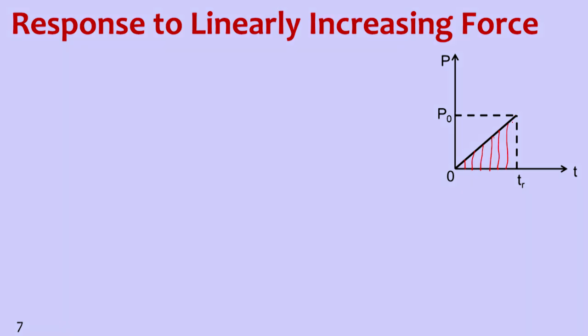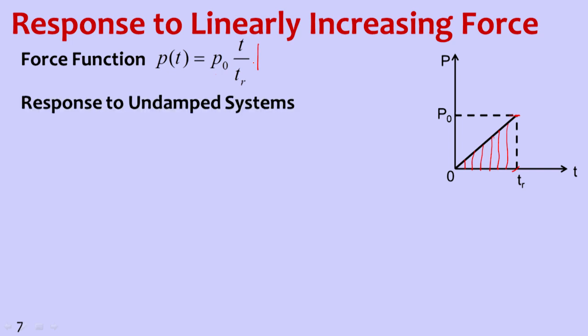Again using the same principles, this function Pt is P0, which is the amplitude, the final value, into t by Tr. Tr is the time up to which the force ramps up. When time t is equal to 0, P is equal to 0 from this function. When time t is equal to Tr, it attains its full value. If we take this as a force and apply it in Duhamel's integral, or the convolution integral, how will the solution be? Let us look at that.